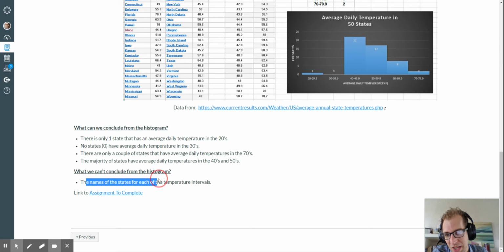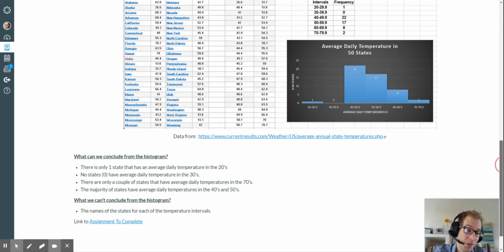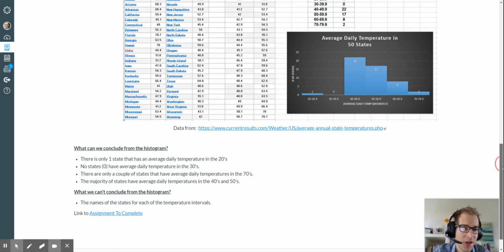All right, but what can't we conclude? We don't really know the names of the states for each of the temperature intervals, right? We had to go back to look at Indiana. We had to go back to the original data. Now, typically when you're looking at a histogram, you don't see the original data unless you were the one that created it, of course. So we wouldn't know where Indiana is unless we had the original data right there in front of us. Otherwise, you can't tell individuals, but you can tell the overall, where most states fall, for example.